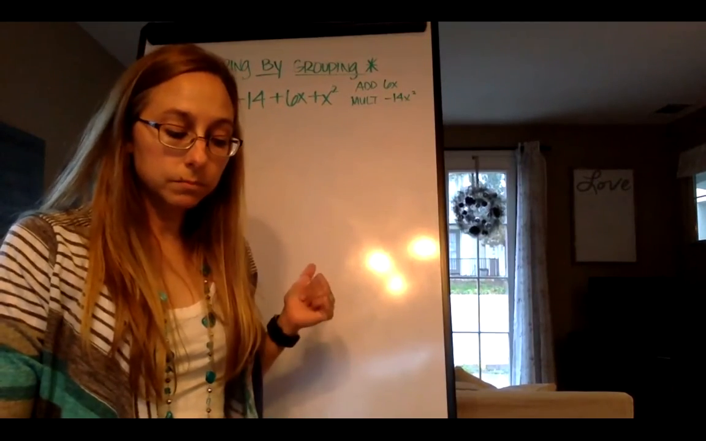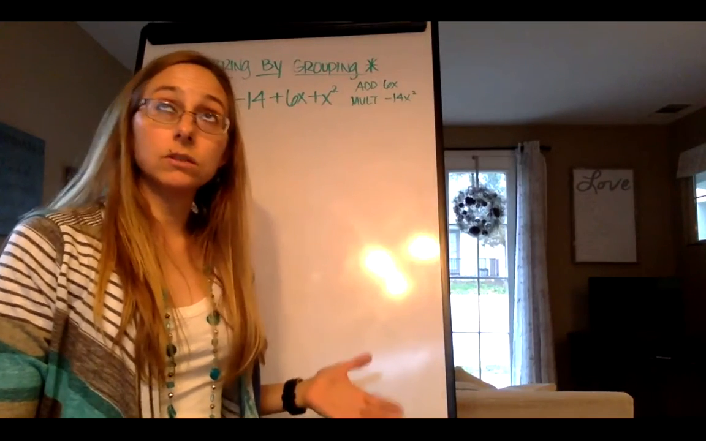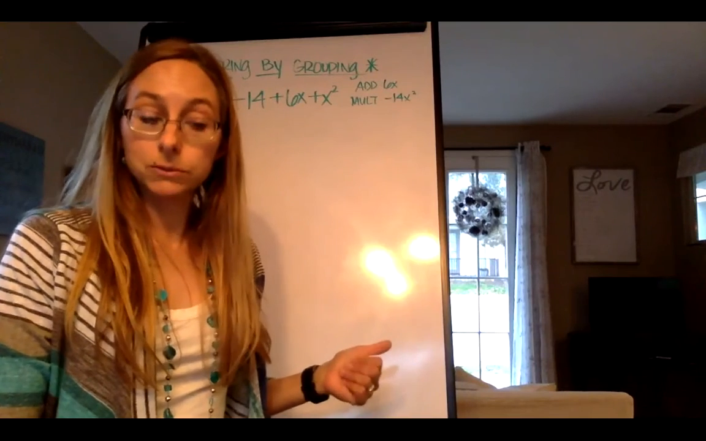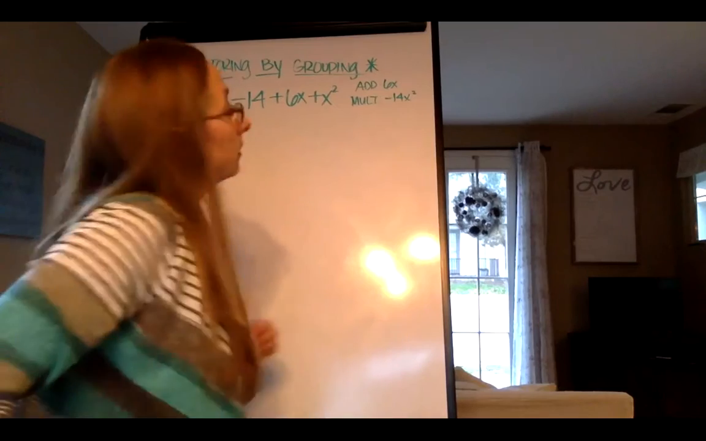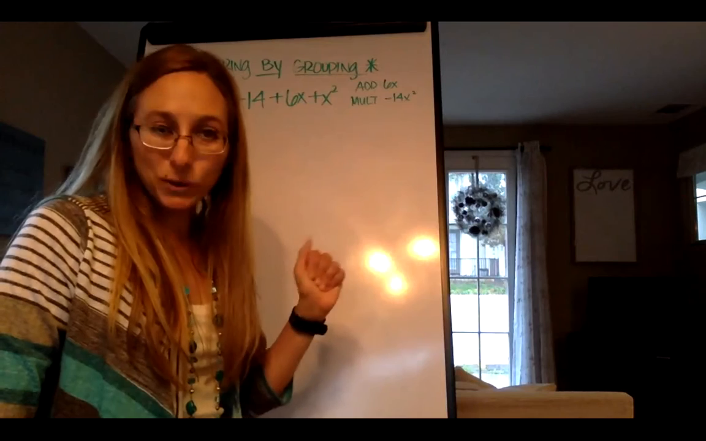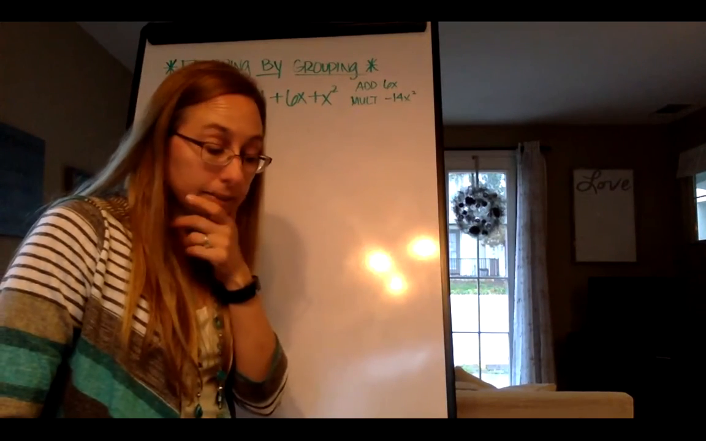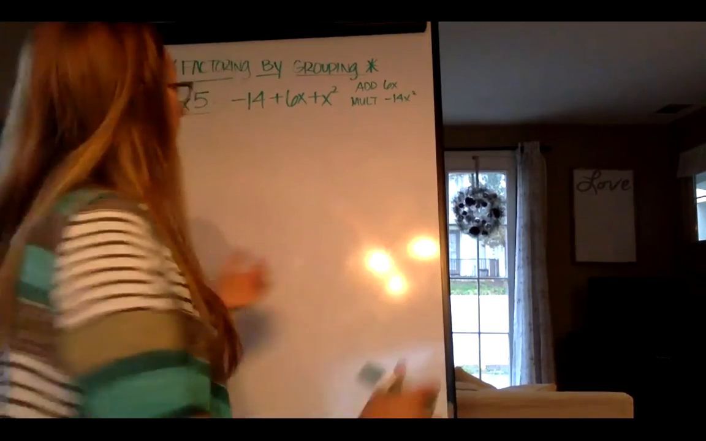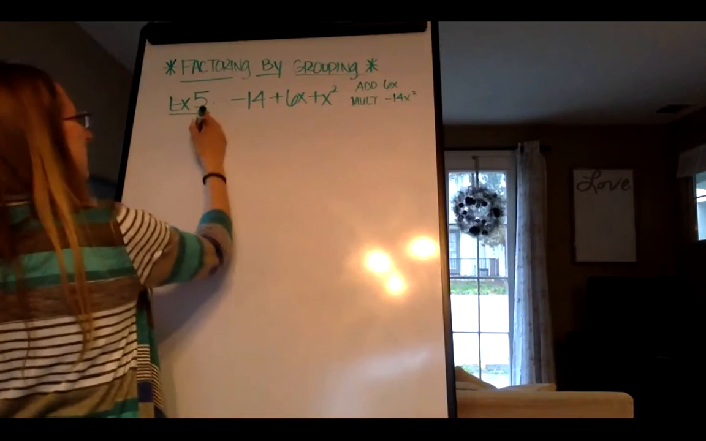Okay, so multiples of 14. 14 and 1: we can either get a 13 or a 15. Multiples of 14, we have 7 and 2. 7 and 2 can give us 9 or 5. We need 6x. There are no multiples of 14 that add up to 6. There are none. So because of that, this is not factorable. Just when you thought you had the hang of it, right? So this is not factorable.